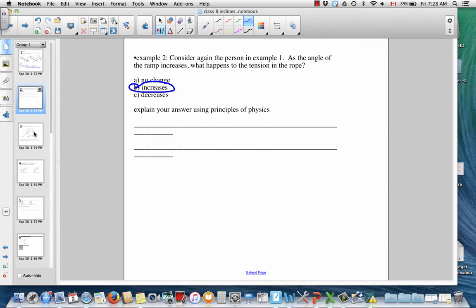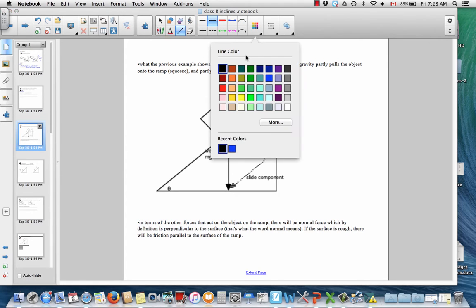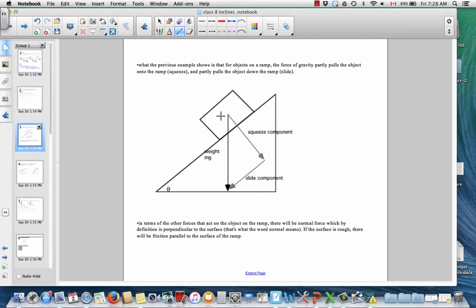So what this is showing us then is for an object on the ramp, the gravitational force, which is of course straight down towards the center of the Earth, that force has two components. There's one component that is squeezing us, pulling us down onto the ramp, and then there's another component that's sliding us down the ramp. So this one I call the squeeze component, and this one I call the slide component.